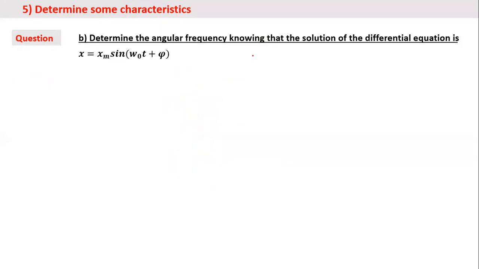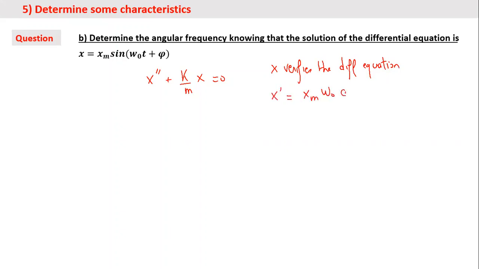Now, what if the question is to find omega 0, and we have that x equals xm sine of omega 0 t plus phi is a solution. In this case, we will have x double prime plus k over m x equals 0, and x is a solution. When it's a solution, this means x verifies the differential equation, which means I must do the derivative and then substitute. So x prime is equal to xm omega 0 cosine of omega 0 t plus phi, and x double prime will be equal to minus xm omega 0 squared sine of omega 0 t plus phi, and we substitute.